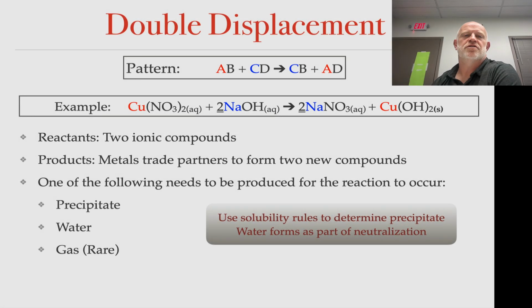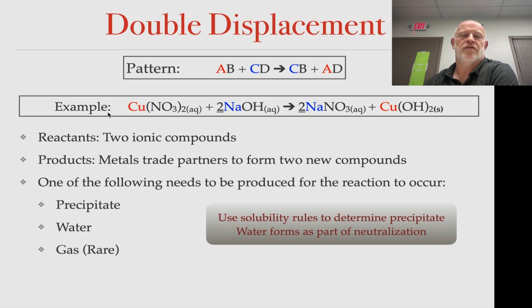All right, my friends, in this video lesson, we're going to take a look at double displacement reactions, which is our fifth and final of our reaction types for this unit. So first of all, what is our general pattern? We have AB plus CD making CB plus AD. So what does that mean to us?